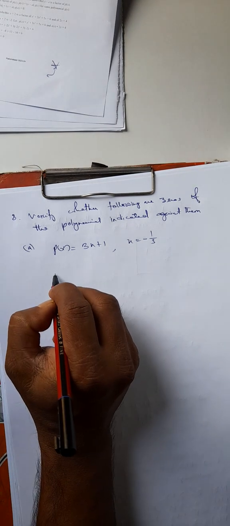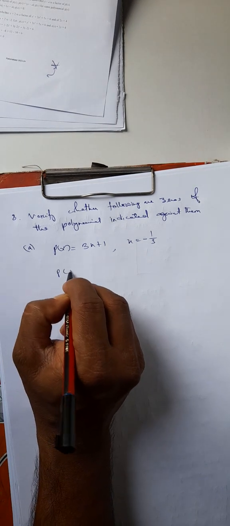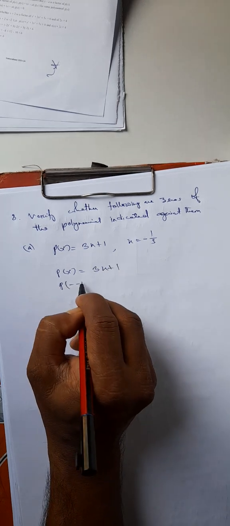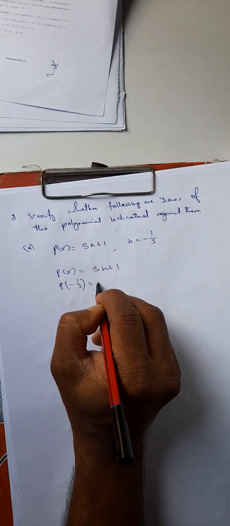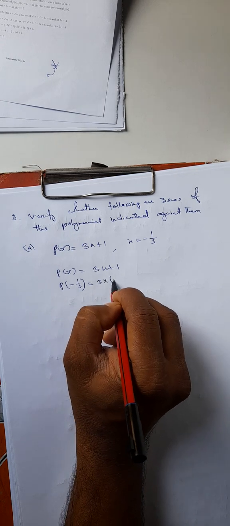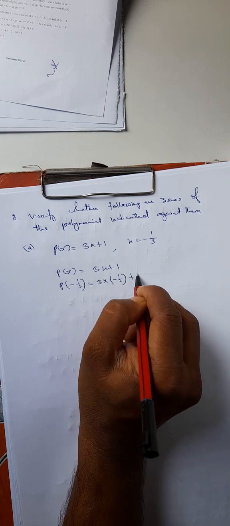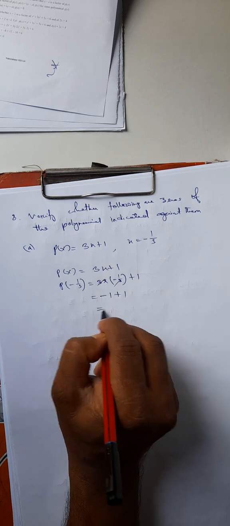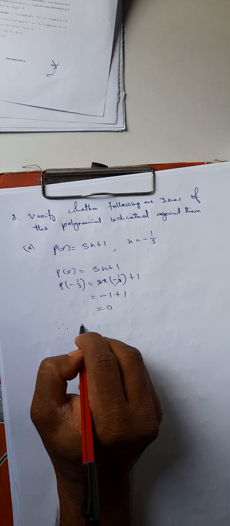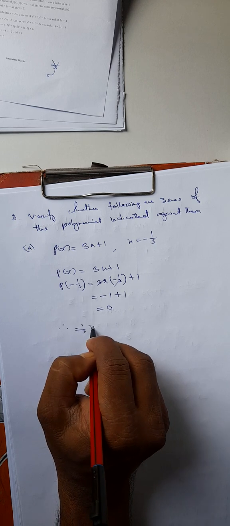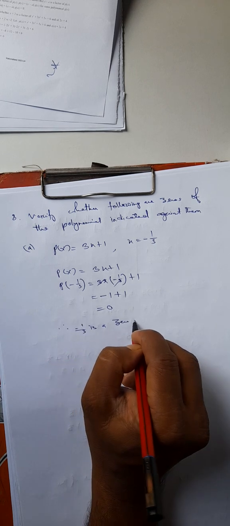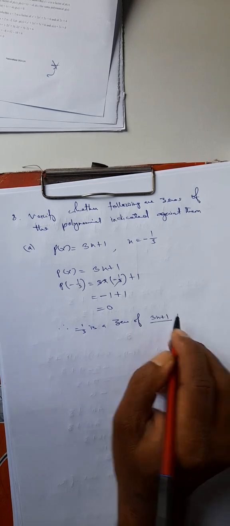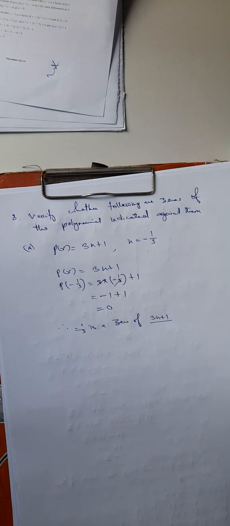Now you see P(x) equal to 3x plus 1. Now you see P(minus 1 by 3). You place x equal to minus 1 by 3. Now 3 and 3 cancel each other. This becomes minus 1 plus 1, 0. Therefore minus 1 by 3 is a zero of 3x plus 1. This polynomial has a zero at minus 1 by 3.